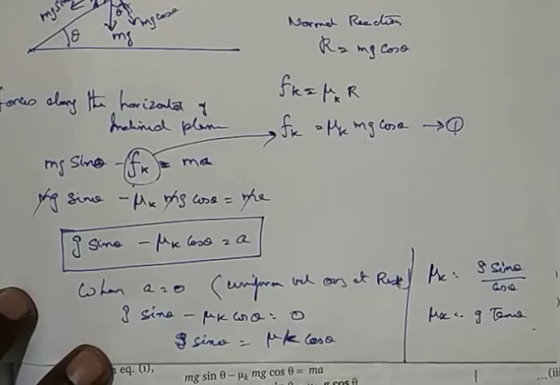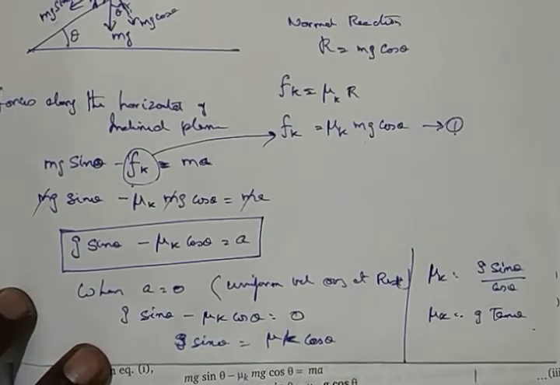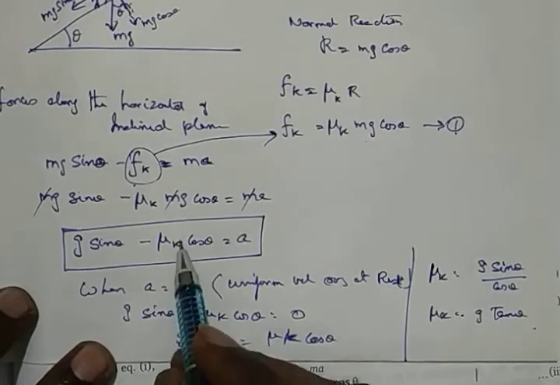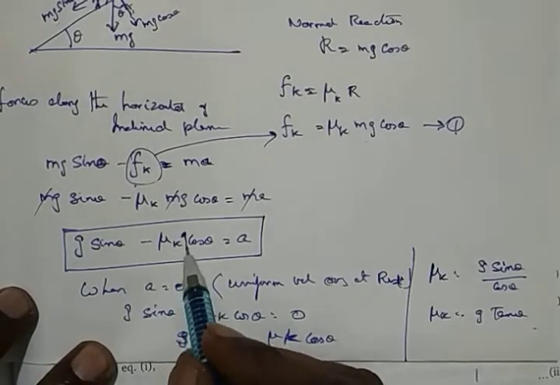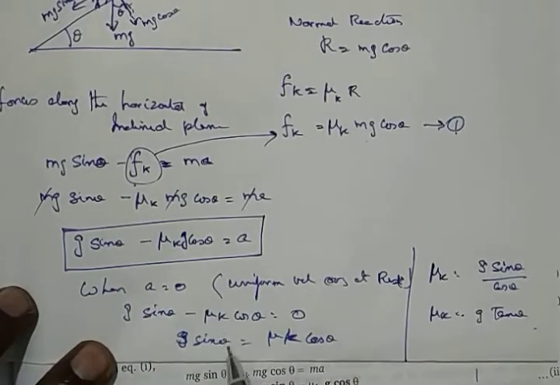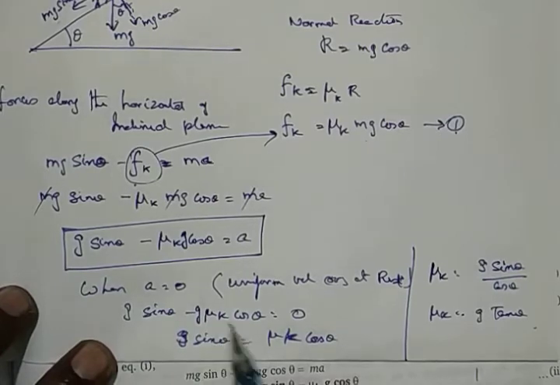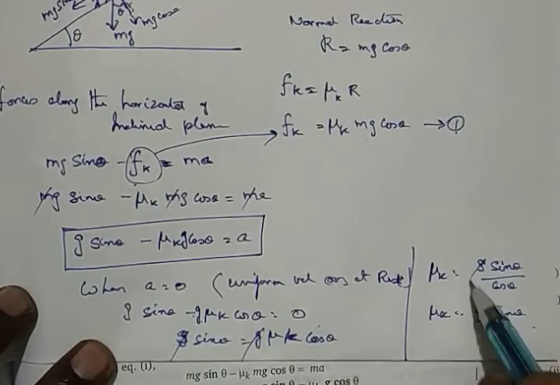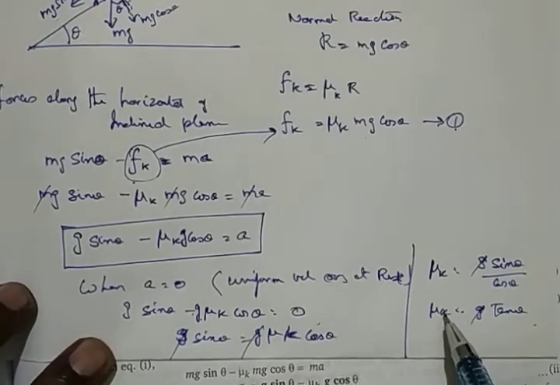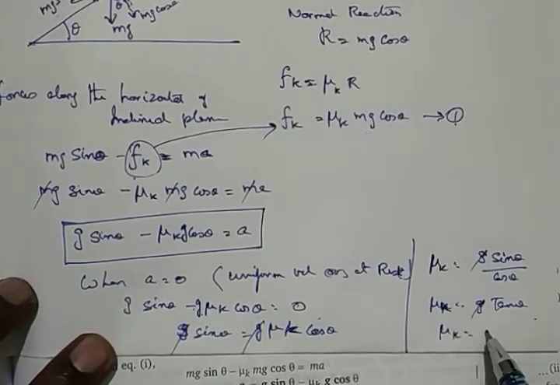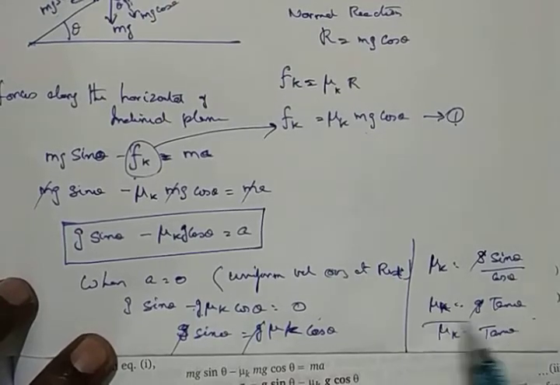Right. So one thing I think I missed out here is the g value. Sorry about it. I missed the g value here, and here also. So g also goes here, and g gets cancelled out. So there is no g here. You get mu k is equal to just tan theta.